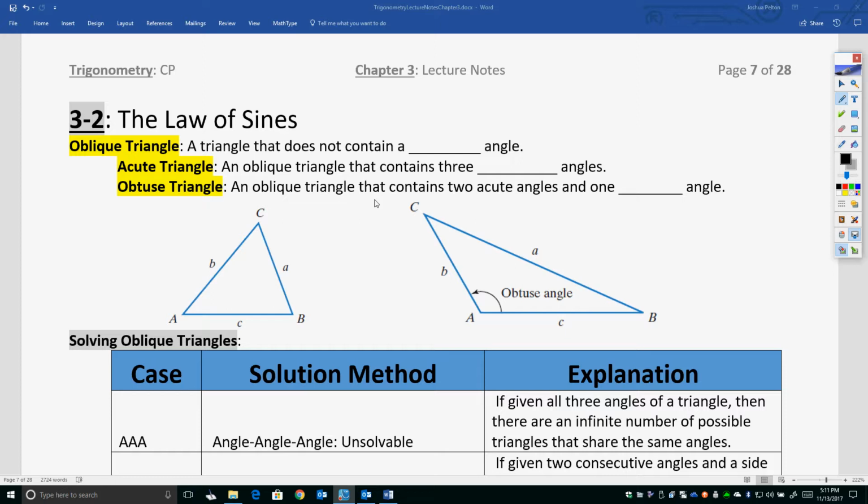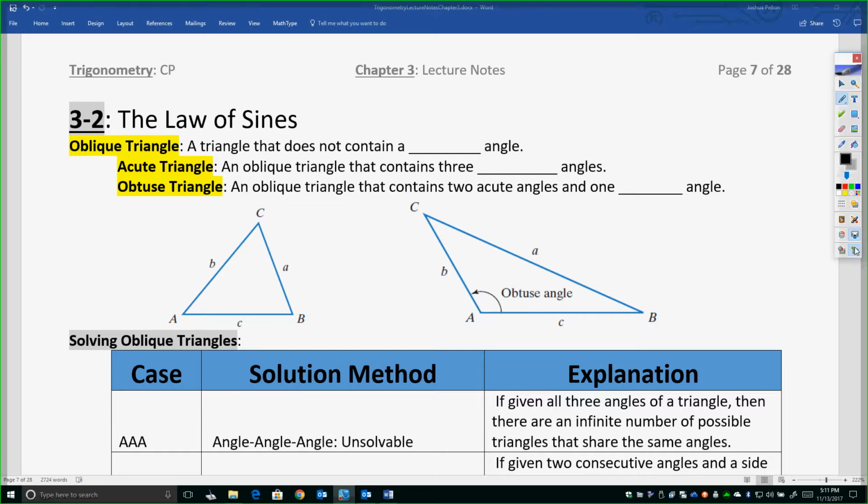Okay, so in Part 1 we did right triangles. Now we're going to cover the next couple sections, the oblique triangles, which are the non-right triangles. So basically it's any triangle that does not contain a right angle.